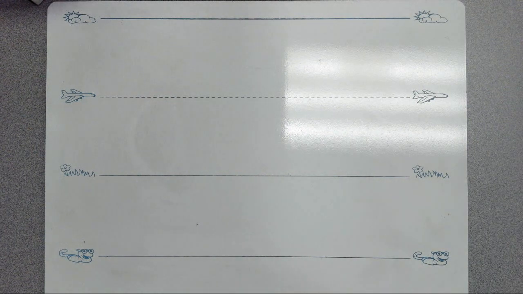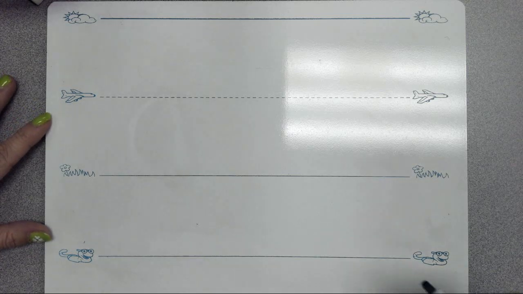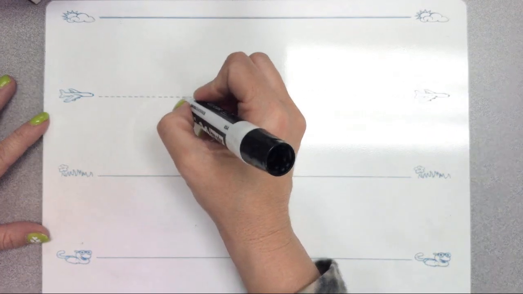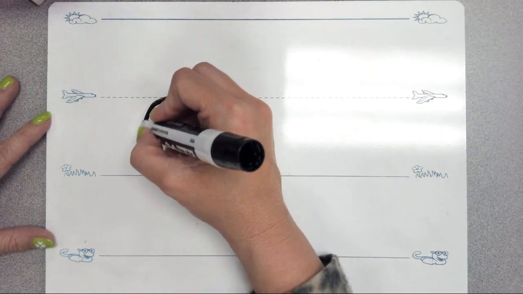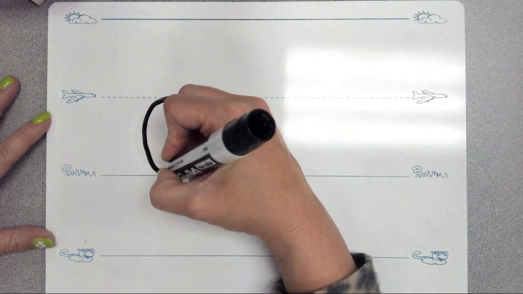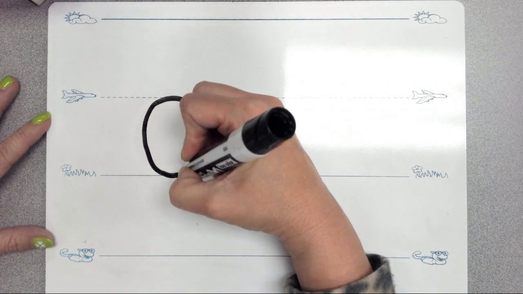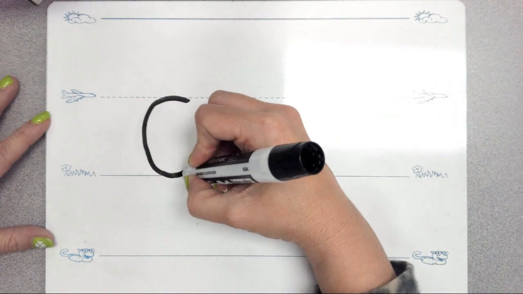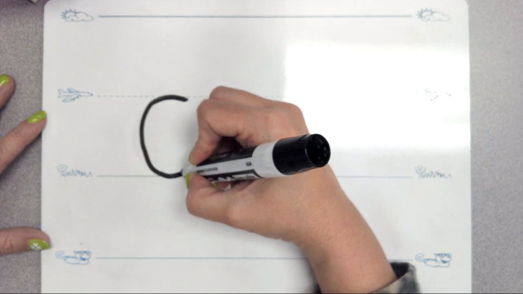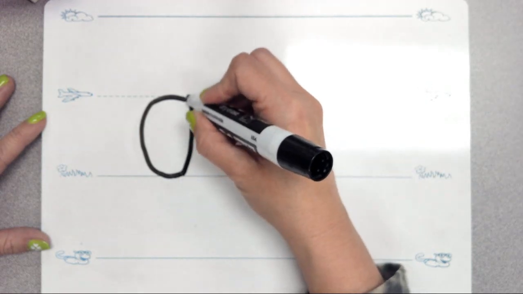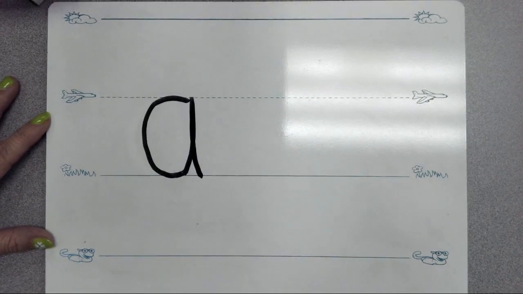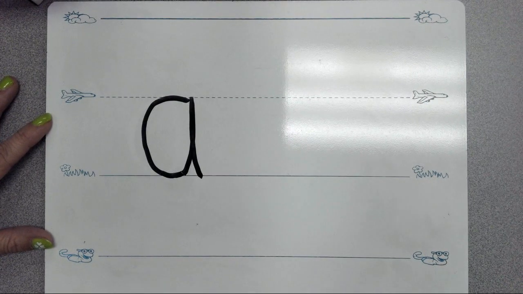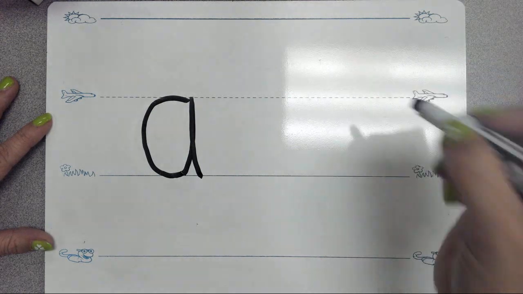Our first letter is A. A, apple, A. Point to the plane line. Go back on the plane line and around and down to the grass line. Back up to the plane line and back down to the grass line. A, apple, A.